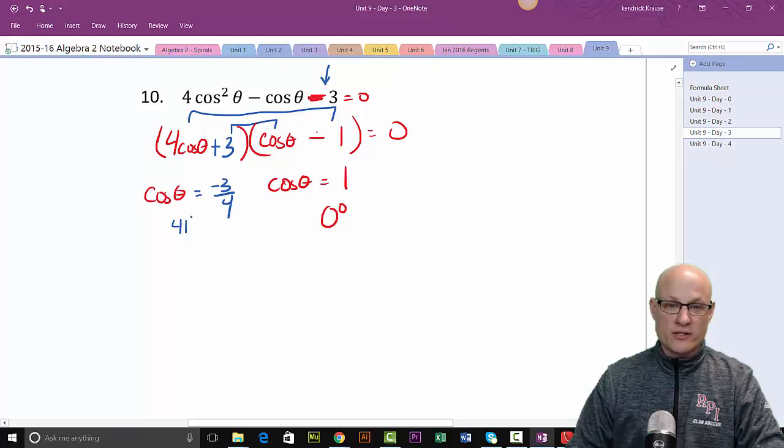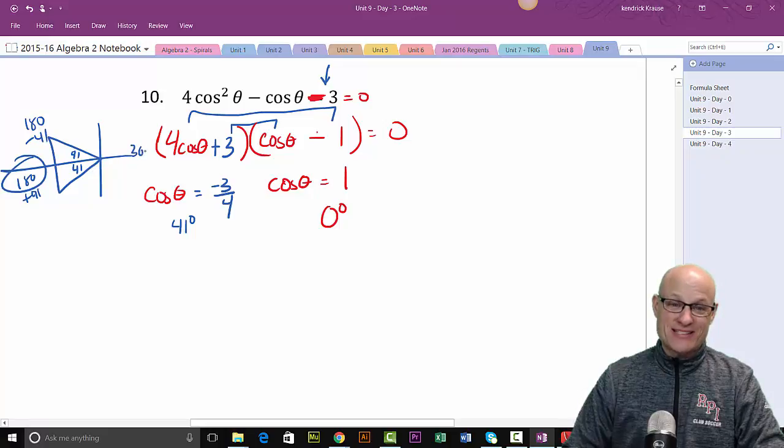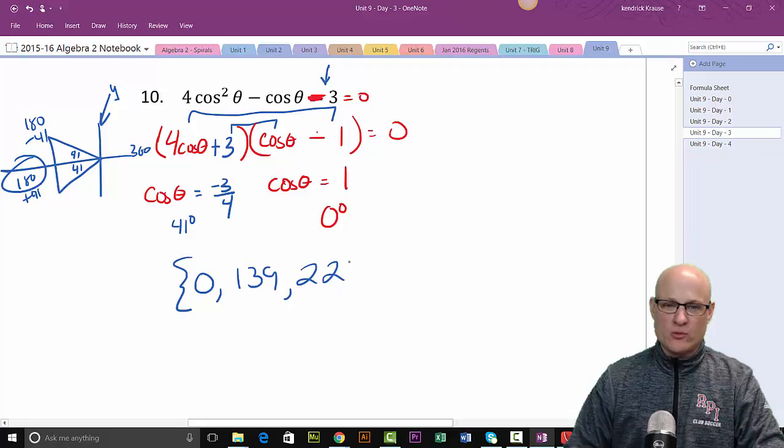But cosine is negative only on the left side of the bow tie. 41 and 41. So we do 180 minus 41, 180 plus 41. We're only ever using 180 and 360, kids. If you use the y-axis, you'll be asking me why you're in my class again next year. Don't do it. So my answers are 0, 139, and 221, I believe. We are so close to being done.